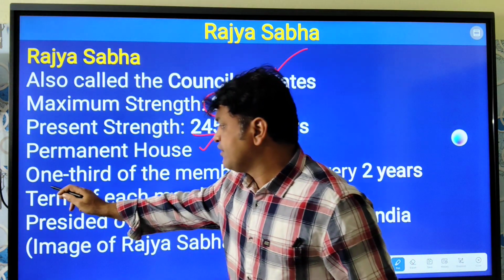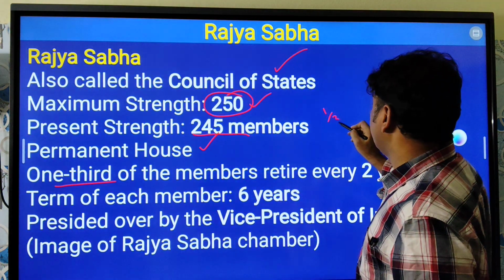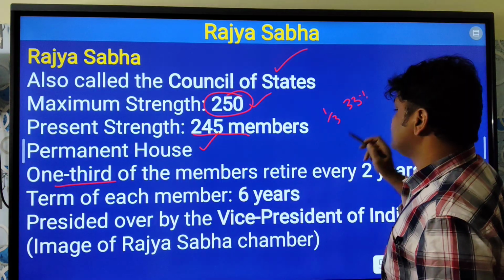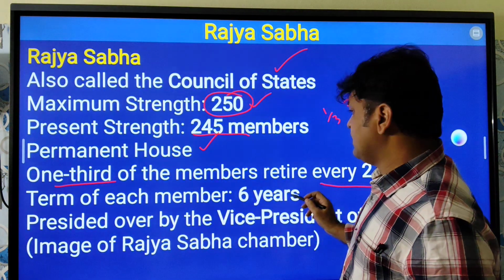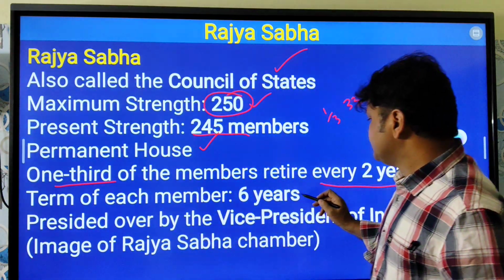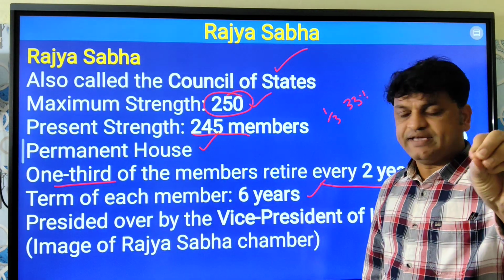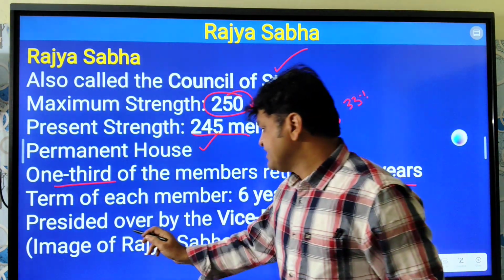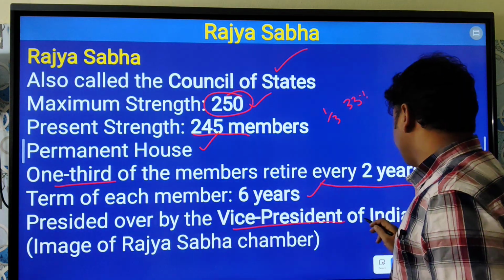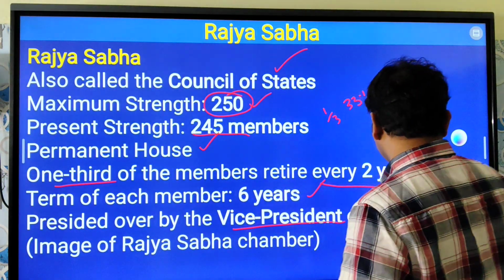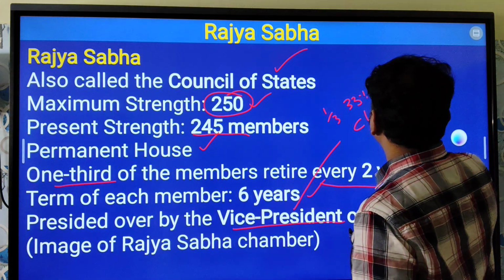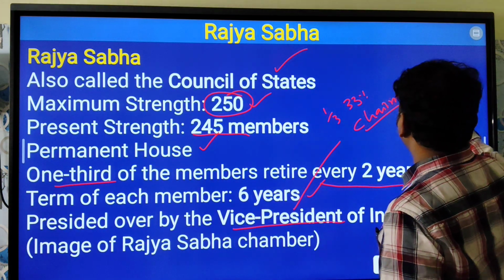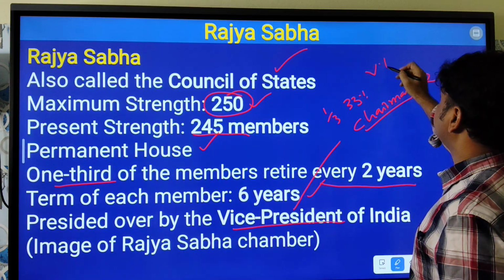So nearly one third. What is the 1/3, Nana? Nearly 33% of the MPs will retire after every 2 years. What is the term of each member, Nana? 6 years, whereas in Lok Sabha it is only 5 years. So here 6 years, and it is presided over by the Vice President of India. So who is presiding? Vice President. Who is the chairman of the Rajya Sabha? It is the Vice President of India.